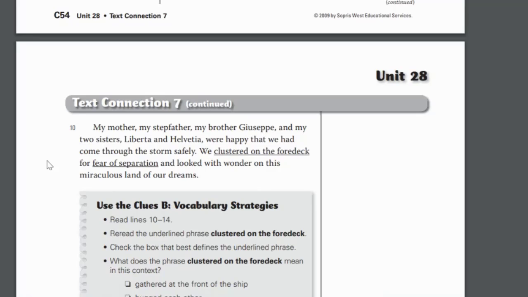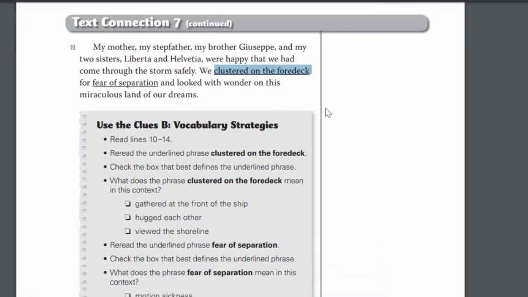My mother, my stepfather, my brother Giuseppe, and my 2 sisters, Liberta and Helvetia, were happy that we had come through the storm safely. We clustered on the foredeck for fear of separation and looked with wonder on this miraculous land of our dreams.